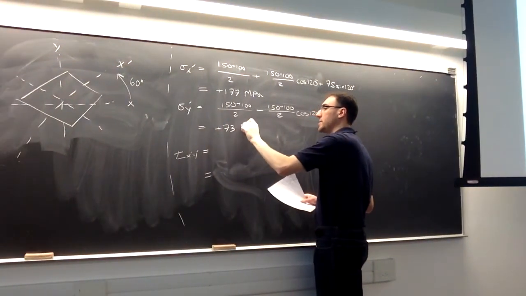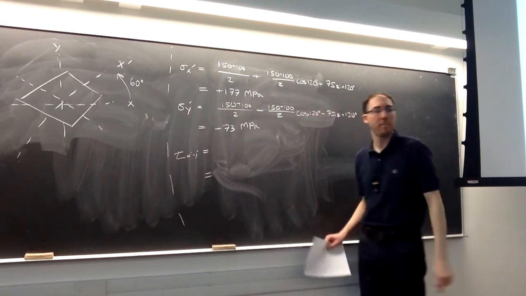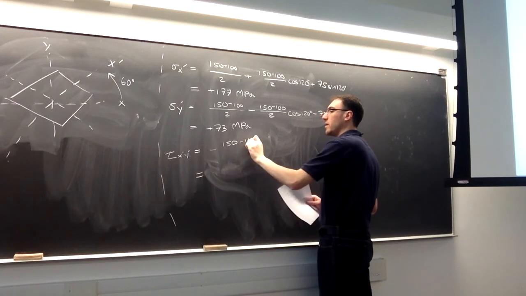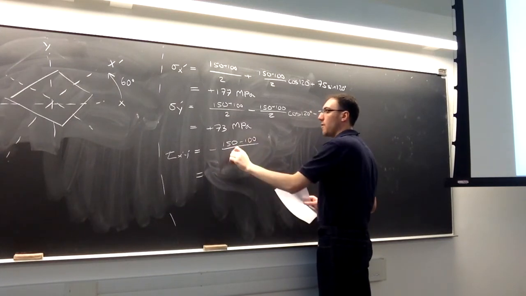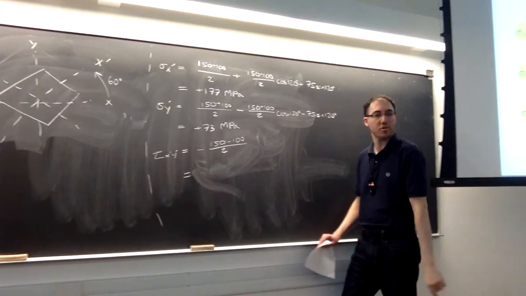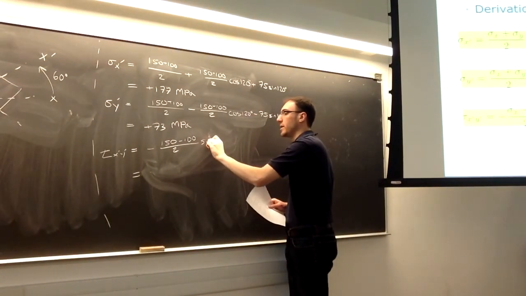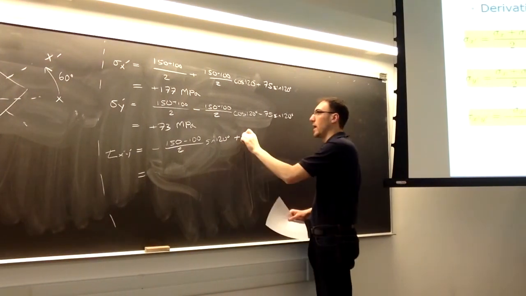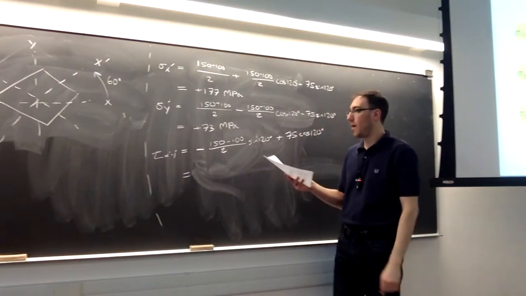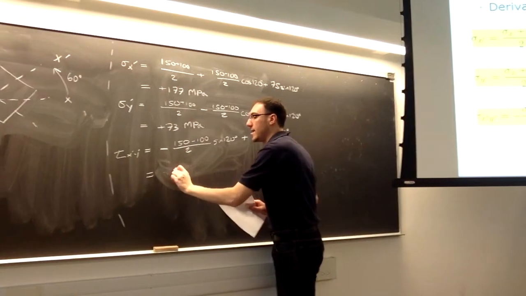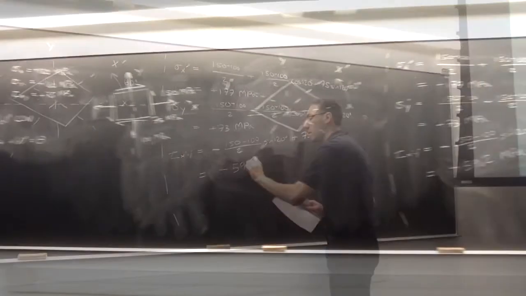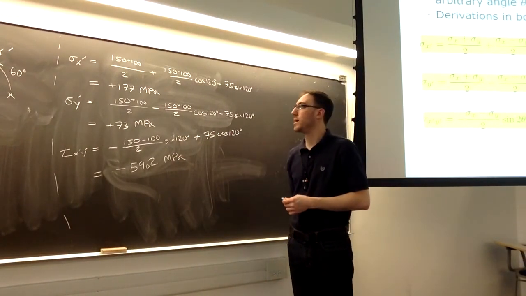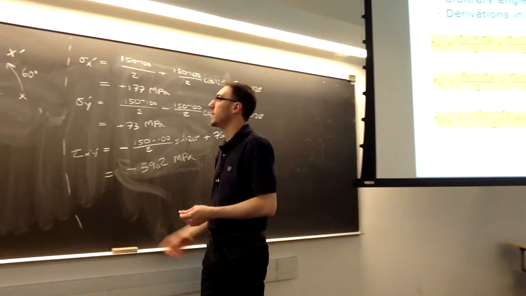But we also get a positive 73 megapascals. And for tau x prime y prime, negative (150 minus 100) over 2, sine 120, plus 75 cosine 120. This is where we get a negative 59.2. We have our three new stresses. Now we want to map those onto our picture, same way we did in the last one.